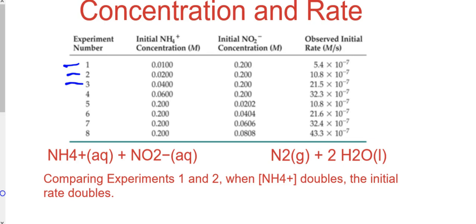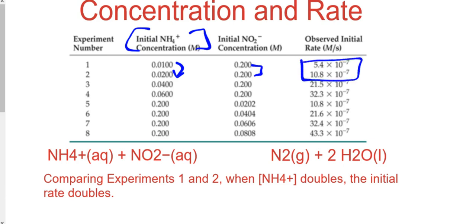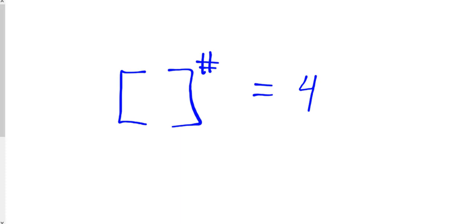So here we go. You will notice if we compare experiments 1 and 2, when the concentration of this is doubled, all right, this is held the same, our rate doubles. That's what you would expect. Like, you're like, oh, that makes sense. If I double it, it doubles. It doesn't always do that, but if it does, that's good. What we're trying to do, by the way, is we're solving for this exponent.